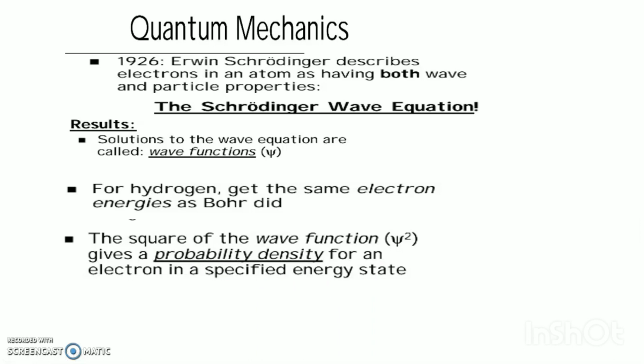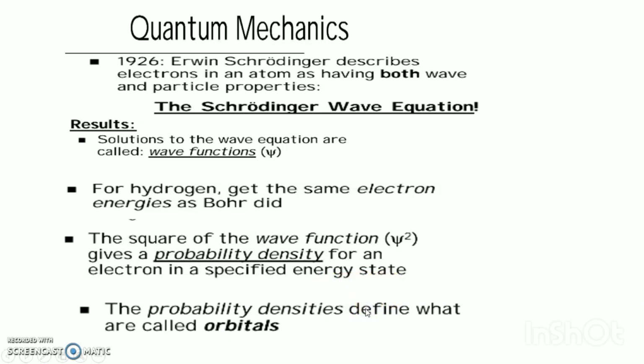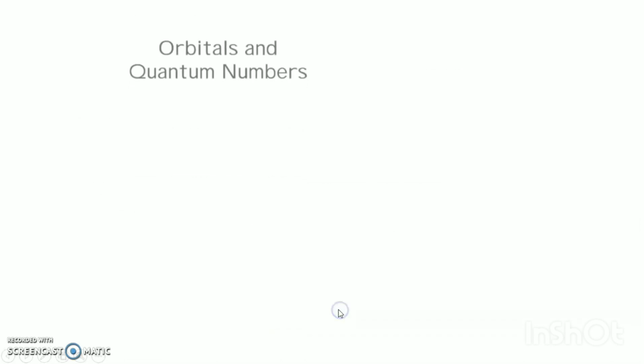So Schrodinger means an electron in an atom has two types of properties. You must remember this: wave and particle properties. Okay, so electrons in an atom have both wave and particle properties. So the probability densities define what are called orbitals.